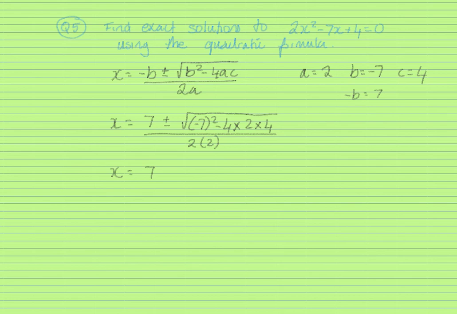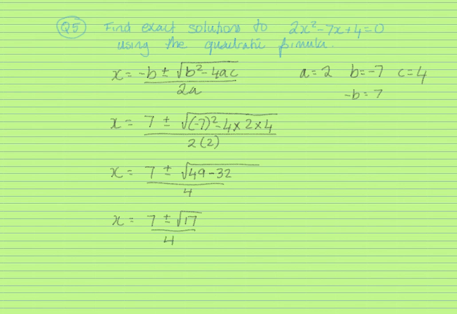And let's just go through and simplify this. So I've got plus or minus square root of 49 minus 4 fours are 16 times 2 is 32, all over 4. We'll simplify again. 7 plus or minus the square root of 17, all over 4.